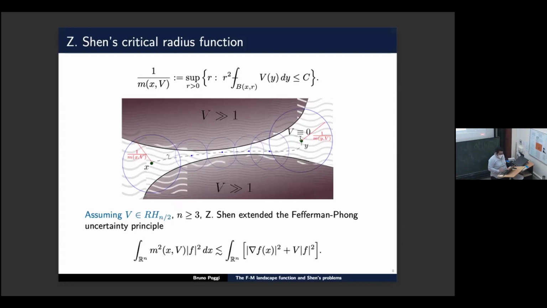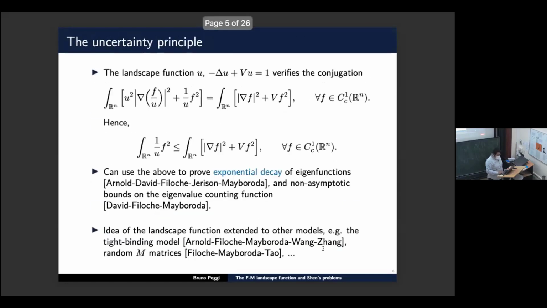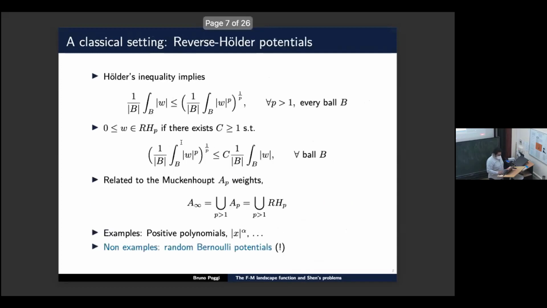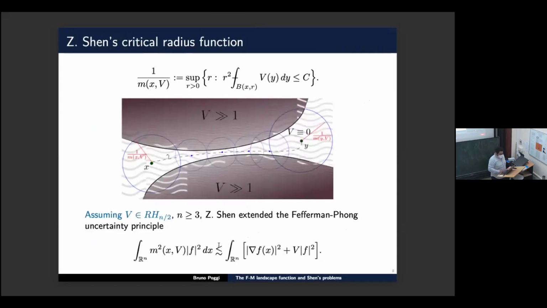This was used by Shen to adapt the Fefferman-Phong uncertainty principle, which was first used for polynomial V. But the gist of it is that he can obtain this estimate, this uncertainty principle. You will see a similarity between this estimate right here and the one over here that I wrote for the landscape function. It's basically 1 over u in here with no constant, whereas in here there is some constant, and now it's m squared on the left hand side. It's a different potential energy.